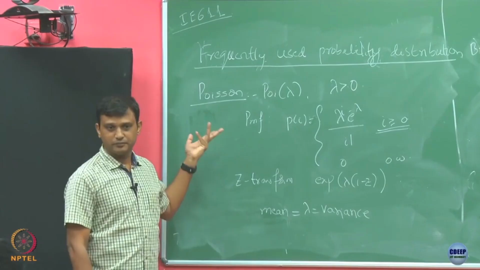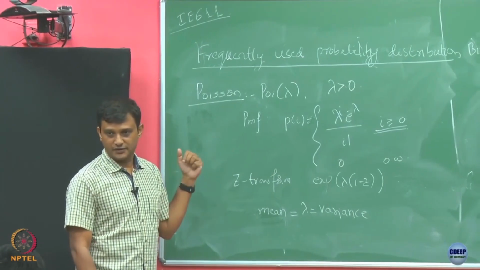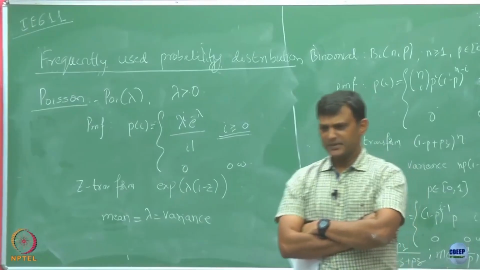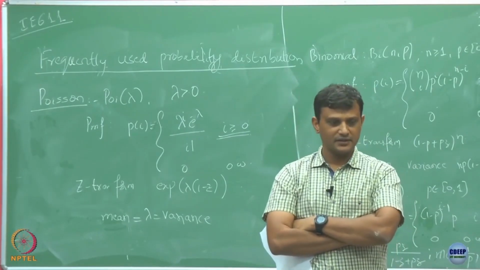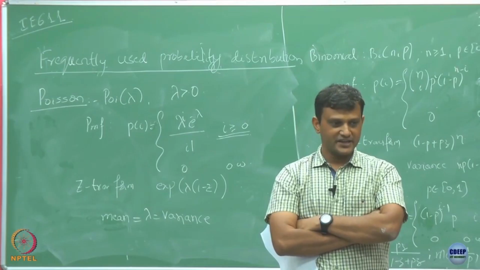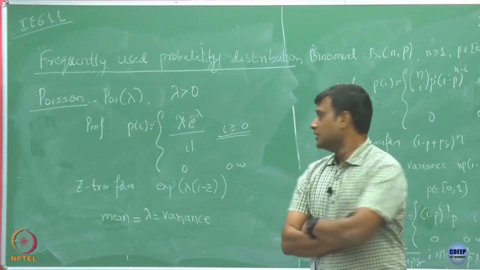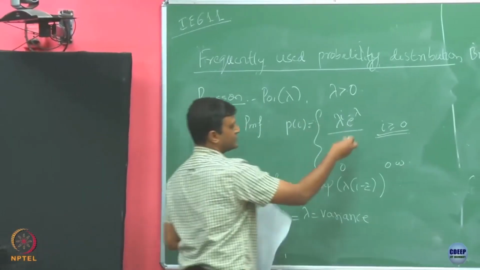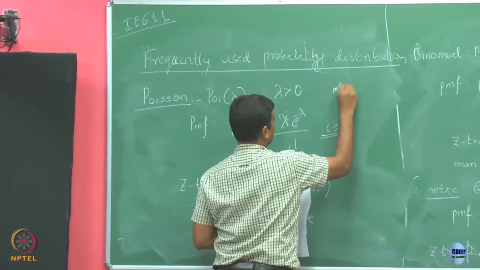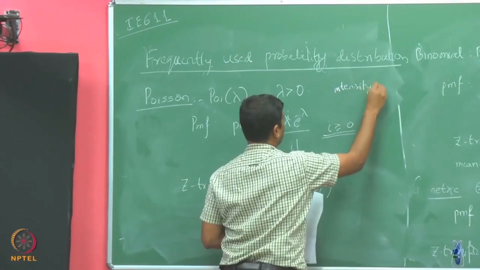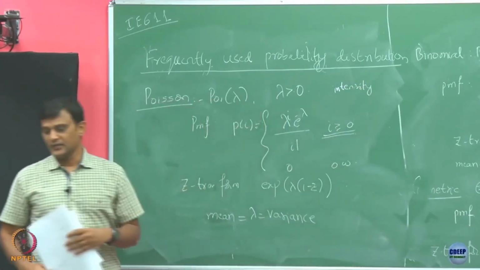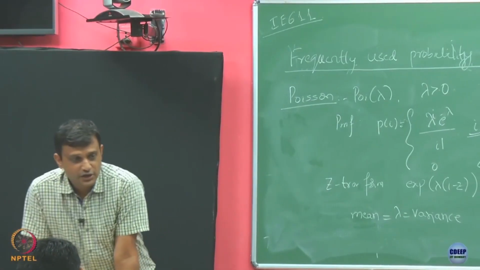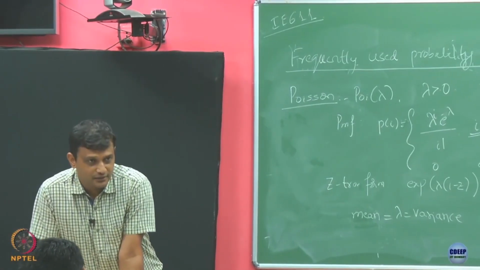Now, where do you think such a probability mass function is going to be useful? It is basically assigning some number to each integer value. So this is Poisson, and here this lambda is called the intensity.